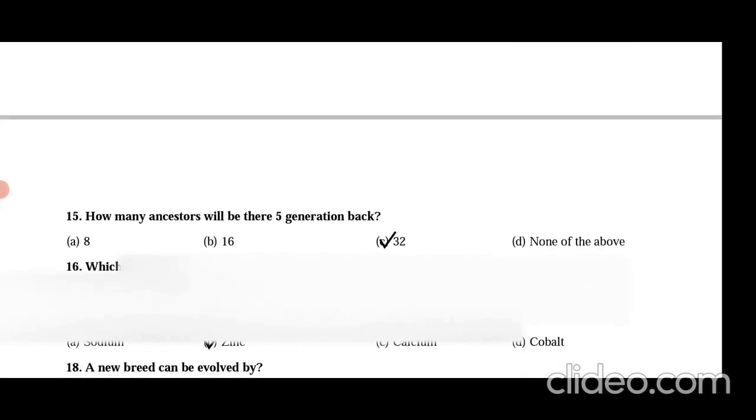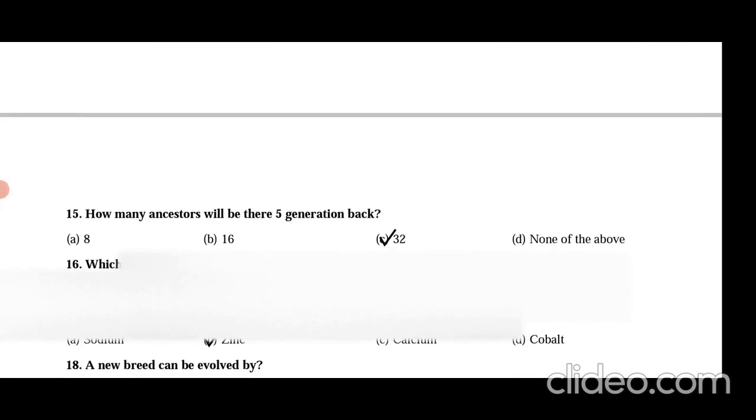How many ancestors will there be 5 generations back? There will be 32 ancestors after 5 generations. Which trematode parasite is hermaphrodite? Echinostoma. Echinostoma is a hermaphrodite. It means a single parasite is both male and female at a time. Bisexual hermaphrodite.